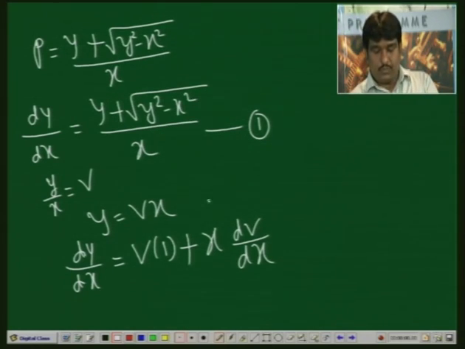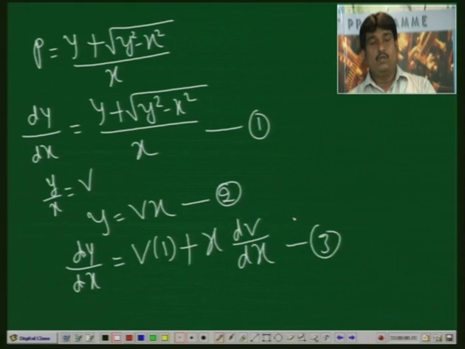Now I have to substitute this equation 2 and 3 in 1. With this substitution, equation 1 reduces to an equation which will be in separable form, means we can separate the variables, independent and dependent variables. Let me substitute this in 1.